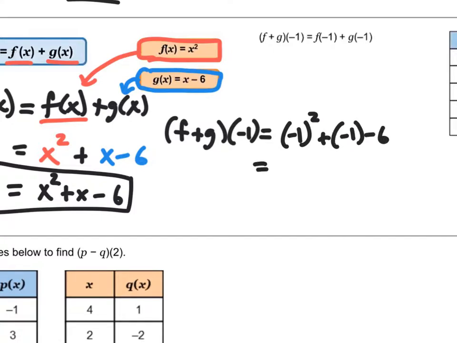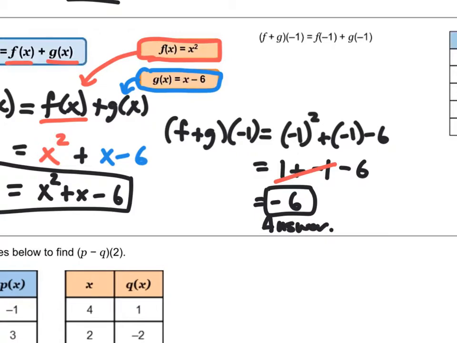So -1 squared, if I take -1 times -1, that gives me +1, and then plus -1, and then minus 6. When I look at this, I've got 1 plus -1. That cancels out and goes to 0. And then we're just left with -6. That's the value, that's the answer we're looking for.